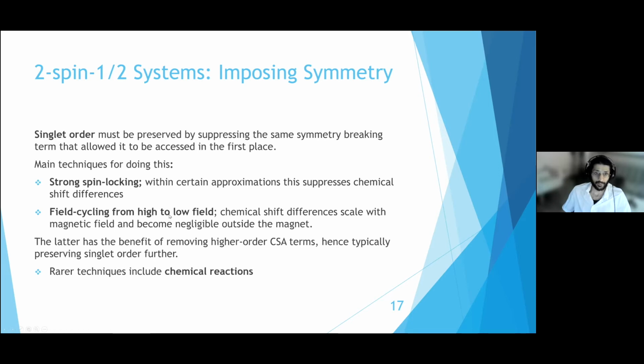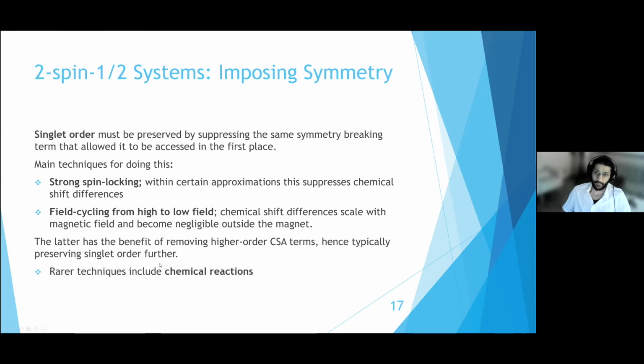So let's say you start out with experiments at 9.4 Tesla. You go down to something like a millitesla or 10 millitesla or a range of fields. And because chemical shift differences scale with magnetic field, when you go outside the magnet, there's a good chance that it's going to be almost zero in all but the most asymmetric molecules. And one of the nice things of the latter approach is you also remove higher order CSA terms, like rank 1 and rank 2 CSA interactions, which may end up preserving your singlet order further because they can no longer act as relaxation mechanisms.